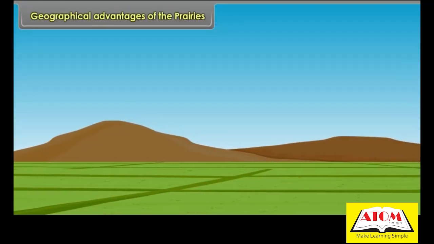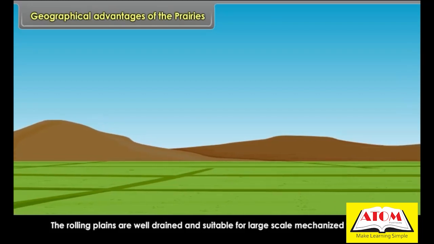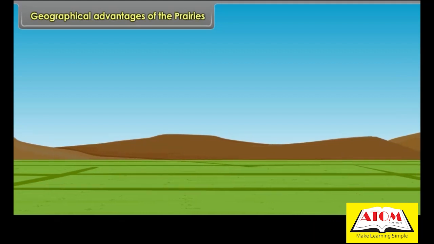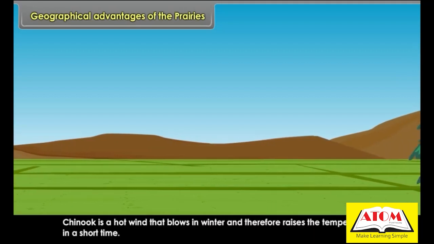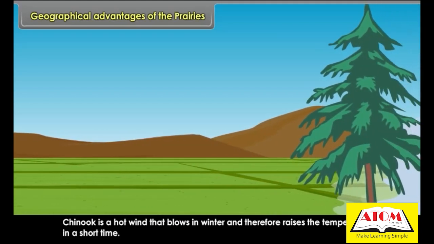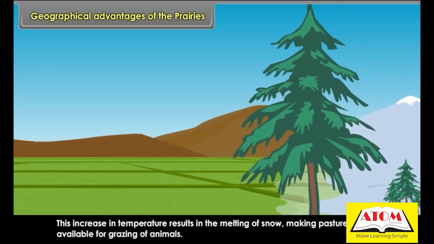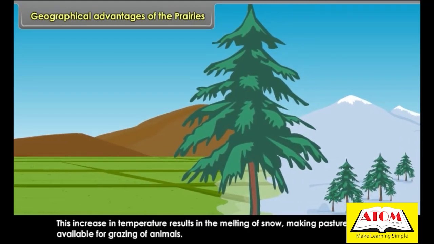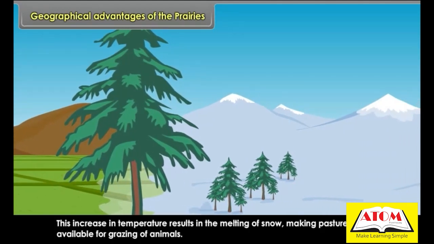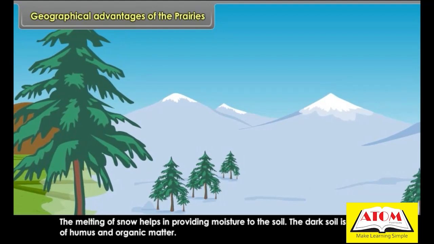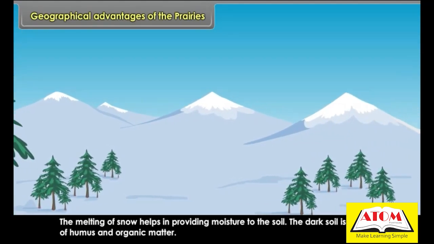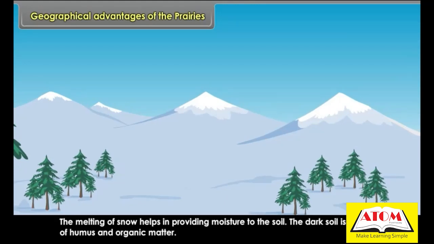Geographical advantages of the prairies. The rolling plains are well drained and suitable for large-scale mechanized farming. Chinook is a hot wind that blows in winter and therefore raises the temperature in a short time. This increase in temperature results in the melting of snow, making pasture land available for grazing of animals. The melting of snow helps in providing moisture to the soil. The dark soil is full of humus and organic matter.